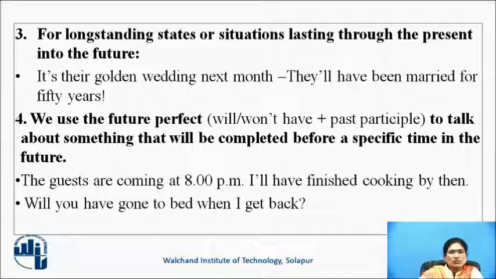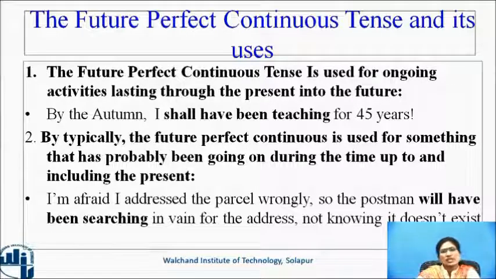We use the future perfect tense to talk about something that will be completed before a specific time in the future. For example, the guests are coming at 8 p.m. I will have finished cooking by then. The future perfect continuous tense and its uses. The future perfect continuous tense is used for ongoing activities lasting through the present into the future.